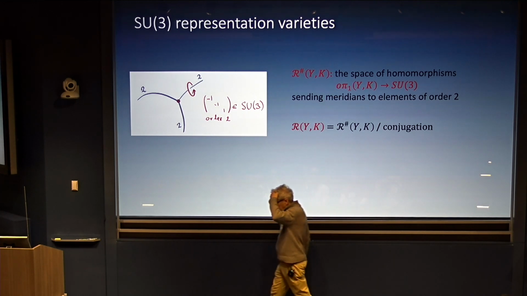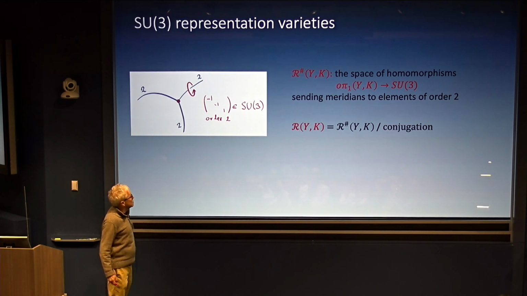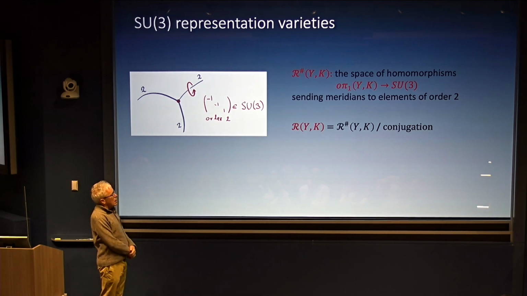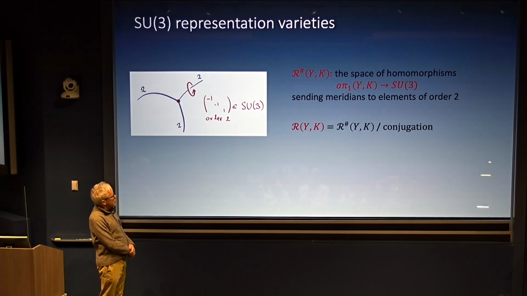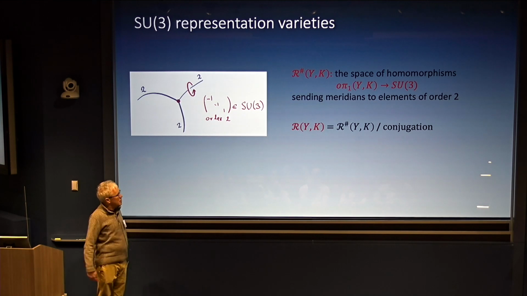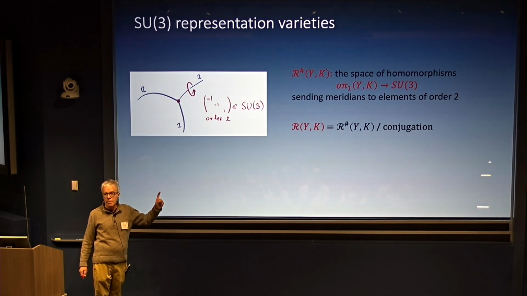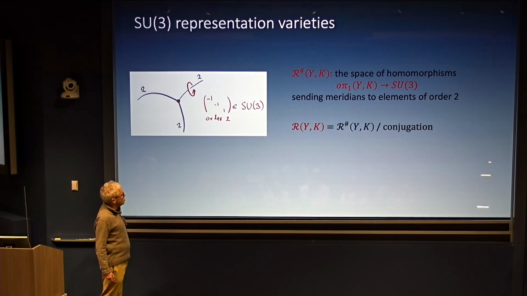Given a group, we can look at its representations or its homomorphisms to some other target group. We're talking about SU3 homology here. So what I'm interested in is homomorphisms from the orbifold fundamental group to SU3. Because meridians are elements of order 2 in the orbifold fundamental group, they have to map in SU3 to elements of order 2 or possibly 1. But I don't want them to map to elements of order 1.